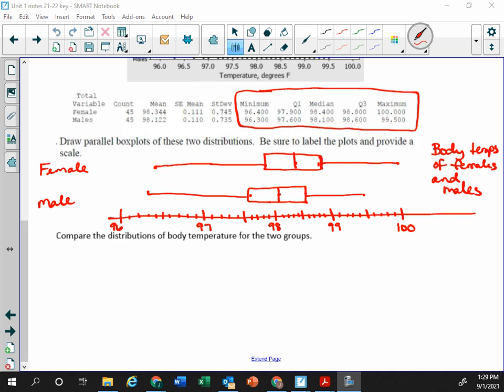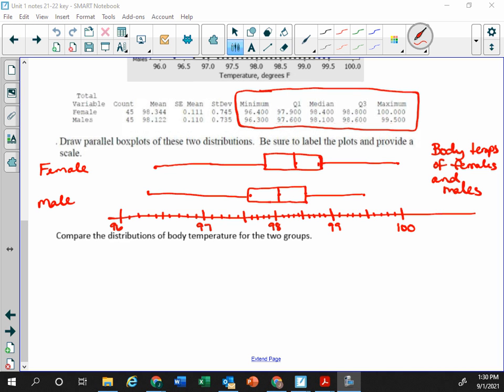One thing walking around I noticed last time, make sure you put a little bit of detail, like the tick marks in between so you can read it a little better. Mine are obviously not perfectly evenly spaced. The goal is for them to be evenly spaced. And then from here, we're going to make comparisons. That's what the last part is.